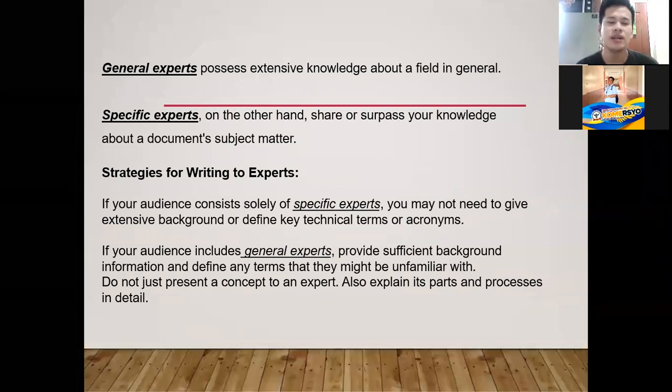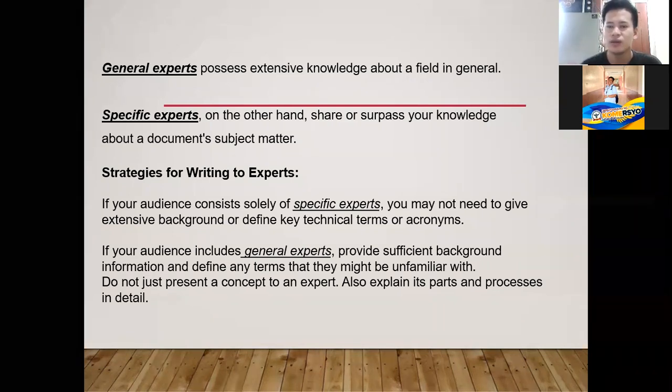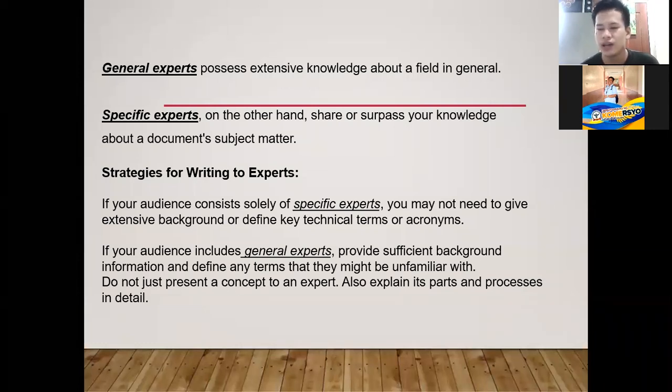So when we talk about general expert, these possess extensive knowledge about a field in general. From the word itself, general, iyahang knowledge class is kinatibuk-an, no? Usually naa man jud tay classmate class, di ba? Wala siya specification, no? During high school, ang iyang ka bright is bright sa math, science, English, no? Pero wala siya gina-specify, no? Kung pangutanon sa ani nga butang, makatubag siya, no?